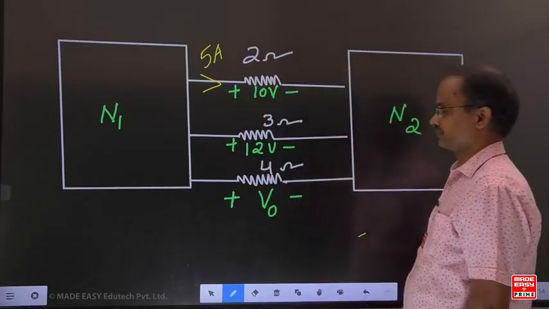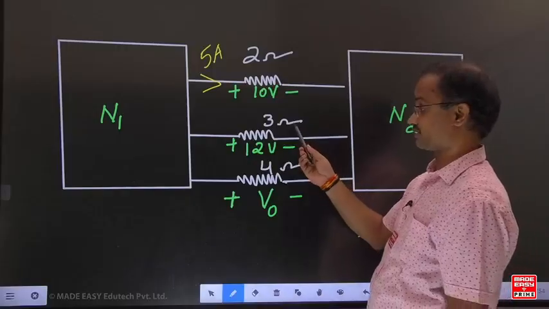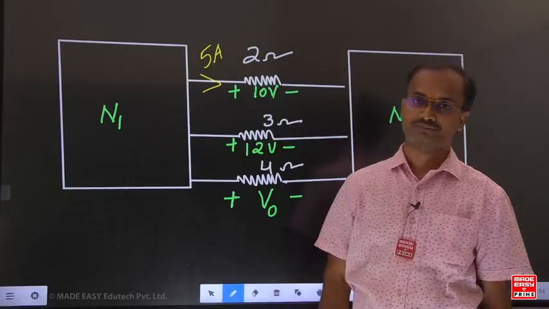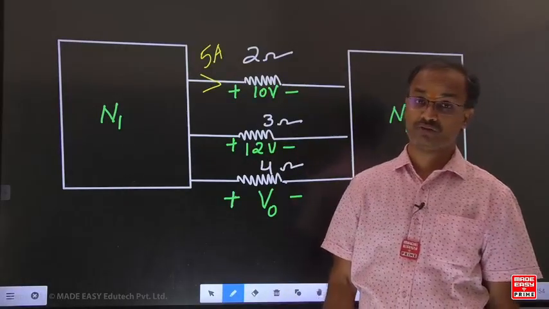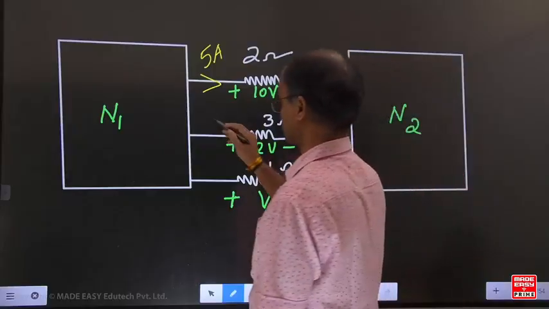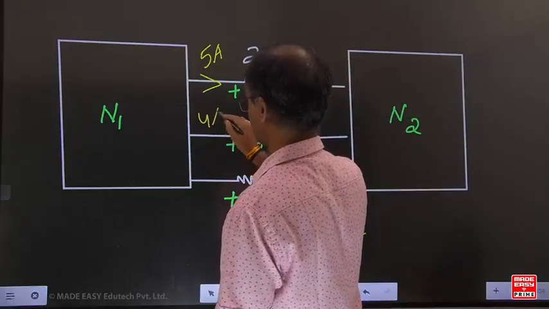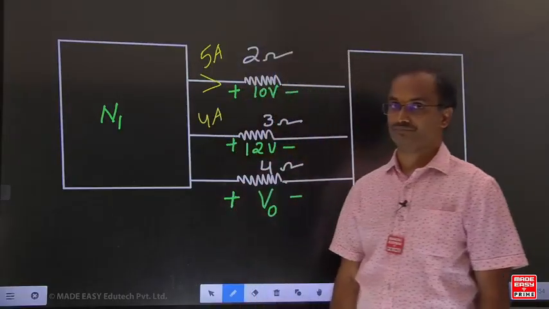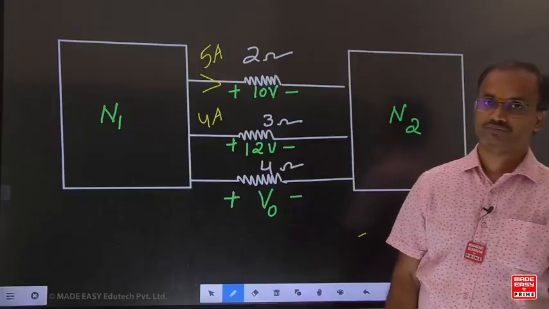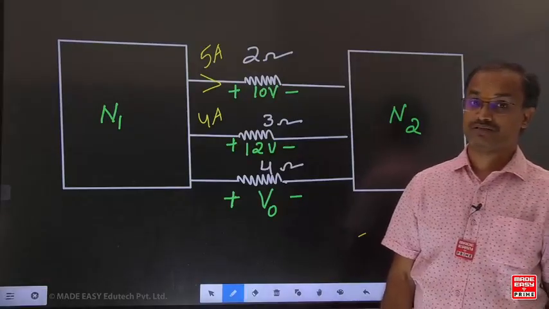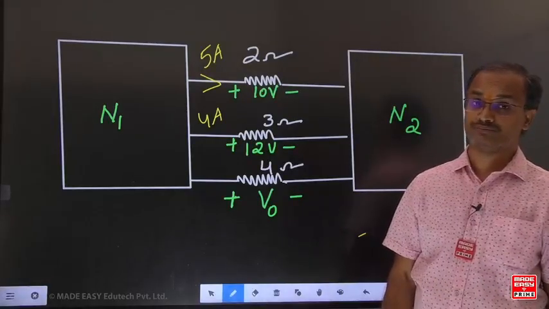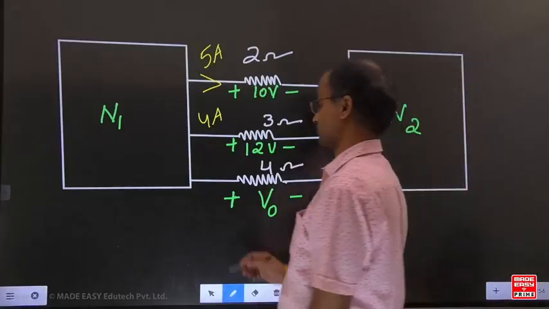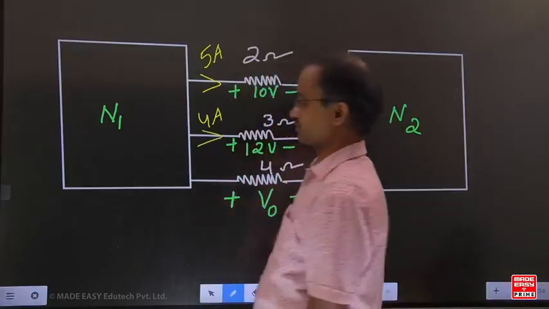Come to the second one. The resistance here is 3 and the voltage is 12. What is the current here? 12/3 equals 4 amperes. What is the nature of the resistance? Absorbing power. For absorbing power, the current should enter at the positive.